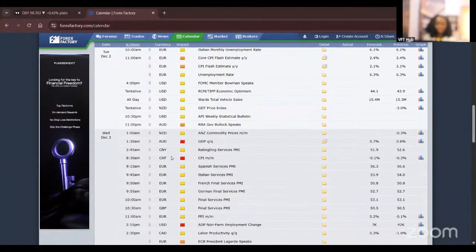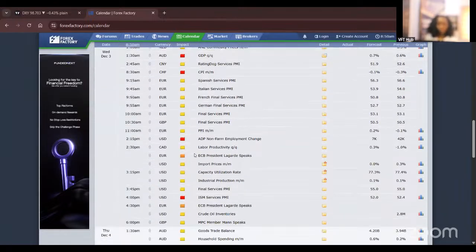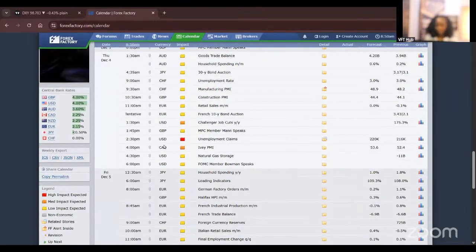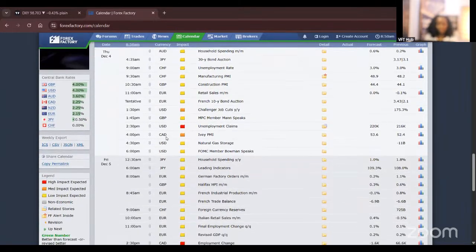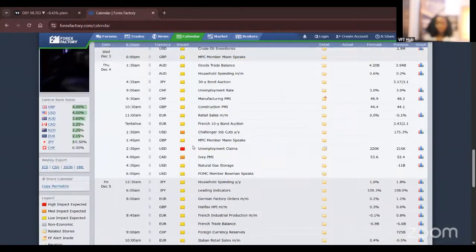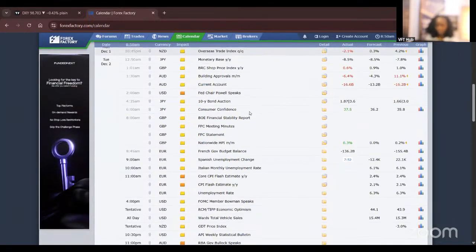Tomorrow, Wednesday, 3rd of December, we're expecting GDP quarter on quarter on the Aussie, then non-farm employment change on the dollar, and ISM services PMI on the dollar as well. Then Thursday, unemployment claims on the dollar, and Friday, a couple of impact news releases on the dollar and the Canadian dollar. So make sure you keep an eye out on this to see what impacts they have.